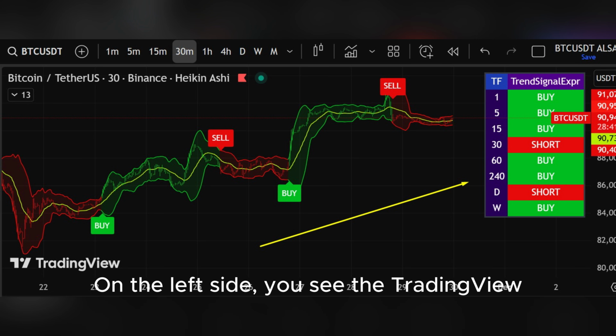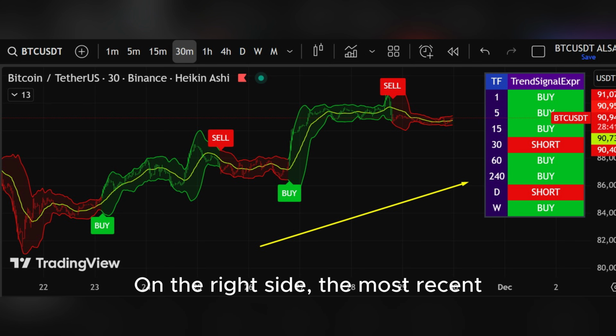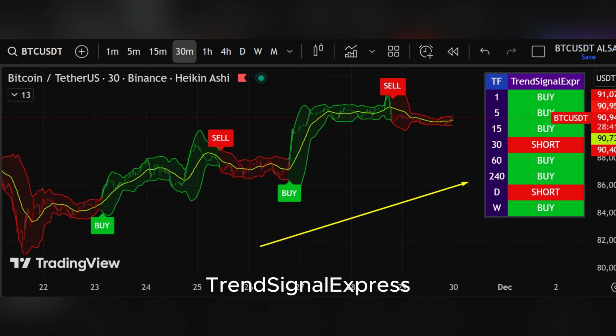On the left side you see the TradingView time frame columns. 1 minute, 5 minutes, 15 minutes, 30 minutes, 1 hour, 4 hours, daily and weekly. On the right side, the most recent TrendSignal Express indicator signal for each time frame is shown in color, buy in green and short in red.